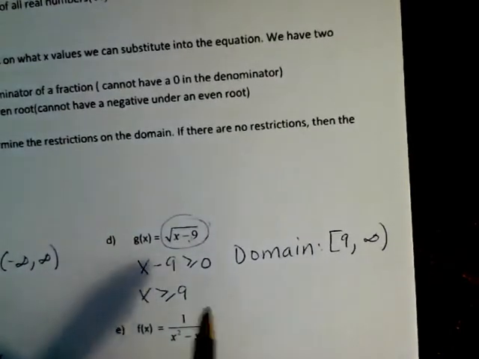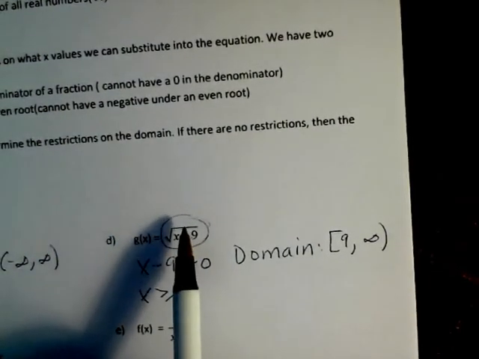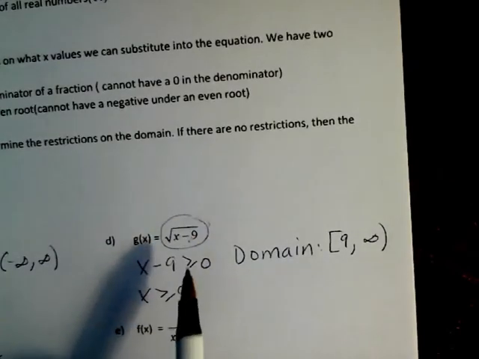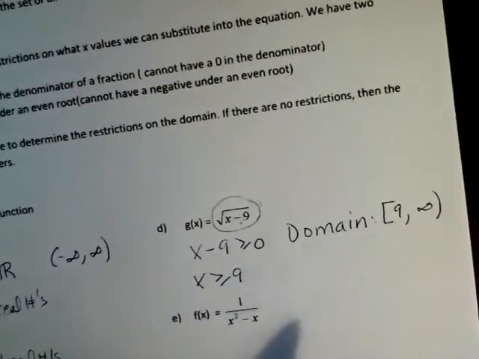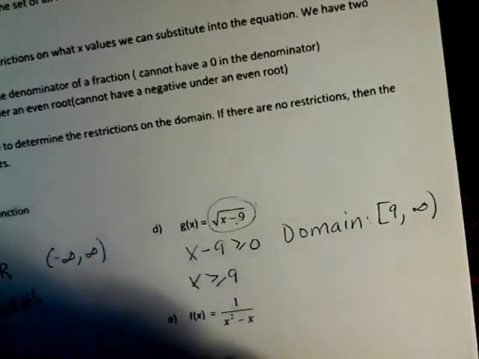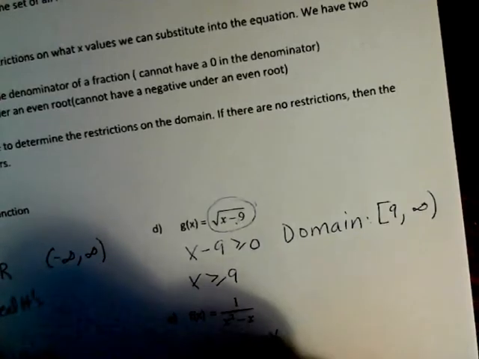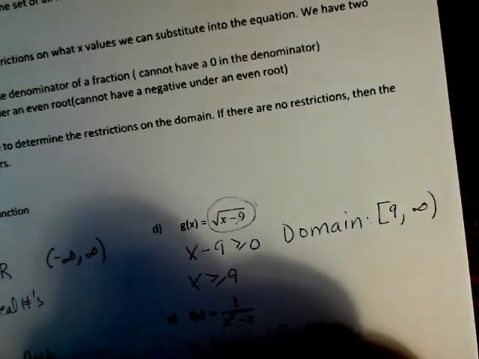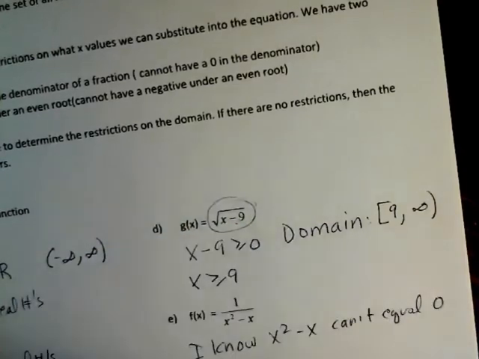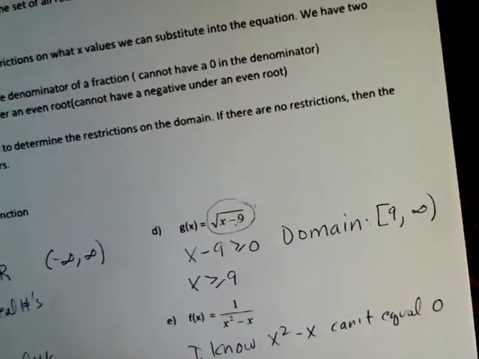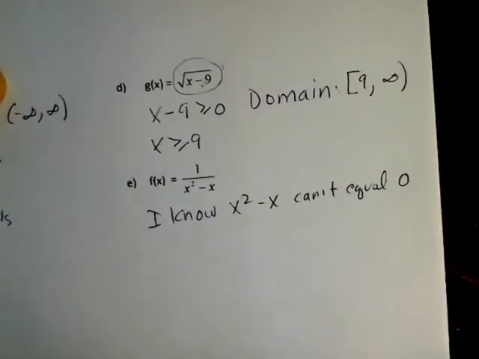Okay, so just try to remember the difference for when we're dealing with something under a square root or fourth root or whatever, and when we're dealing with something in the denominator of a fraction, like we have here in part E. So what I know is x squared minus x can't equal 0. So then what I do is I go ahead and solve to see what's going to give me 0.